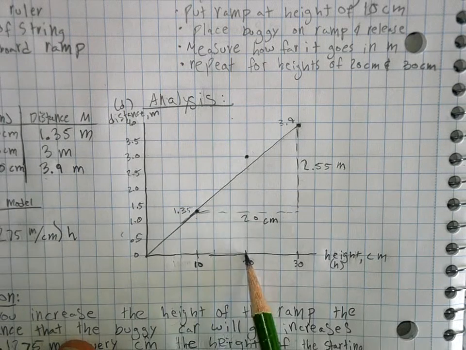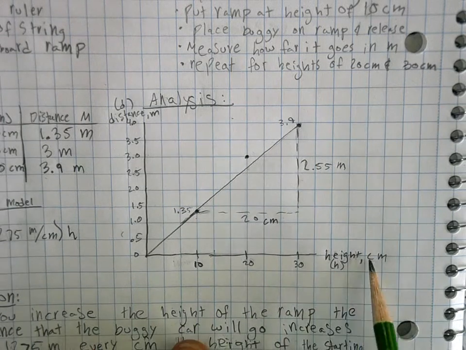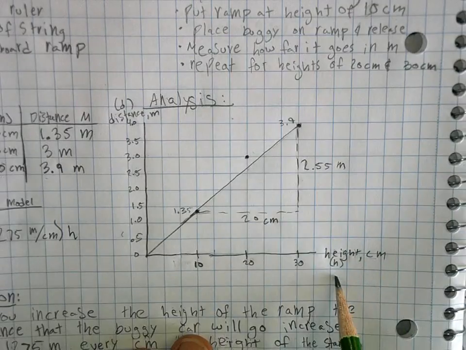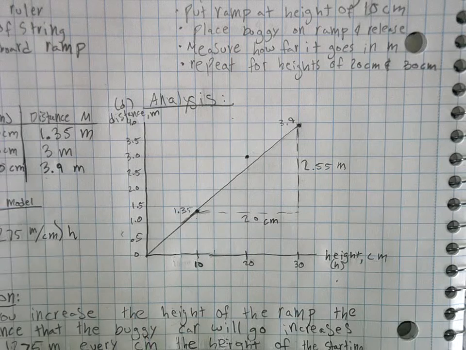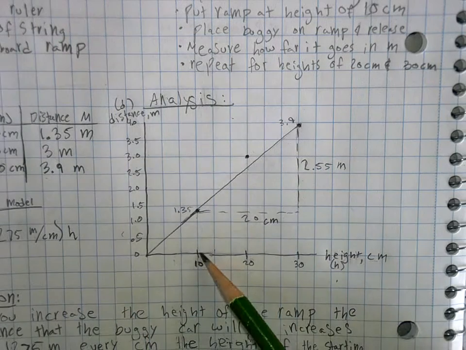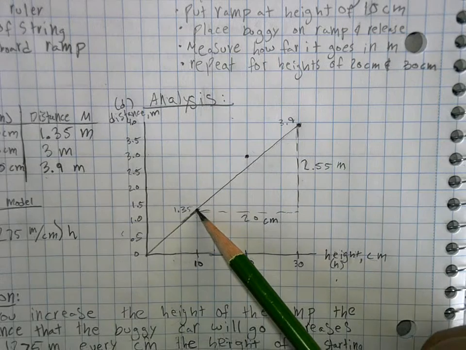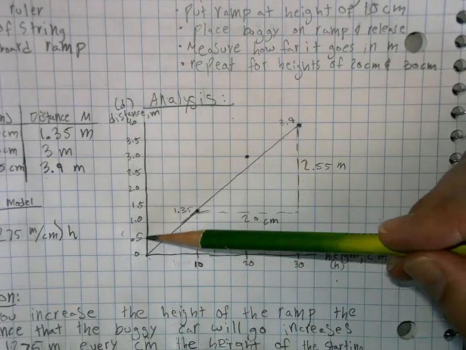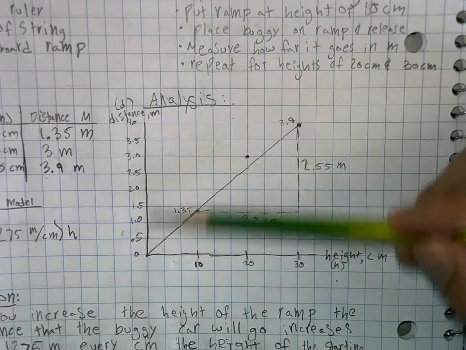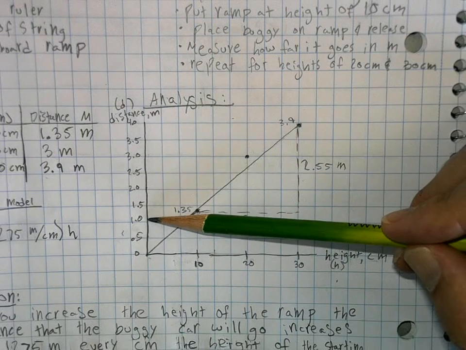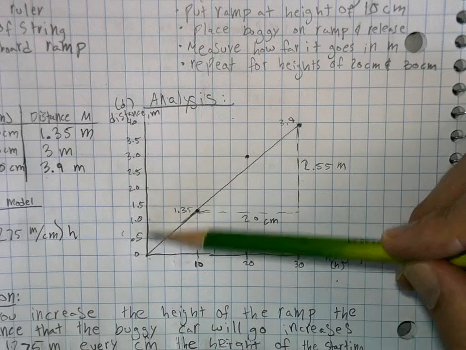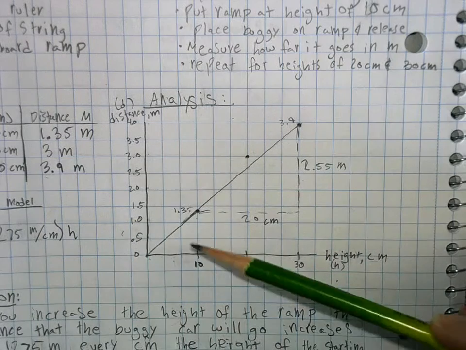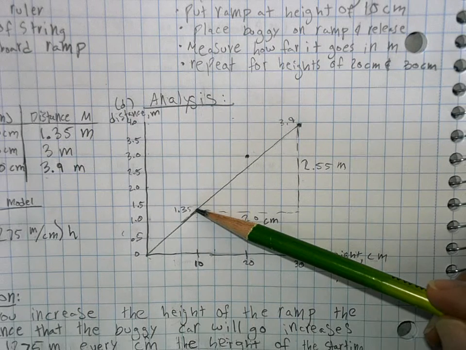It's incremented 10, 20, 30. This is the height in centimeters, and he uses the letter H to represent height. And this is distance. And look at the data. At 10 centimeters, it was 1.35. Look how he incremented this. Very nice. This is in meters, right? So here's 1, 2, 3, 4 meters. And then he's got half meters in here. So 1.35 would be right here.